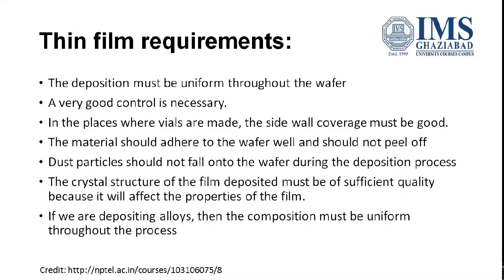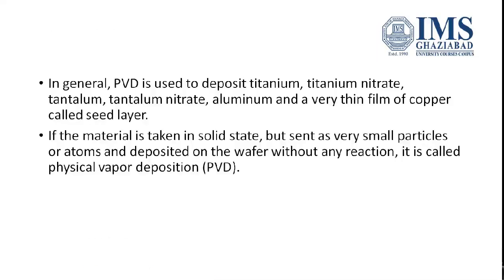If we are depositing alloys, then the composition must be uniform throughout the process. PVD, that is physical vapor deposition, is used to deposit titanium, titanium nitride, tantalum, tantalum nitride, aluminum, and a very thin film of copper, which is called a seed layer.